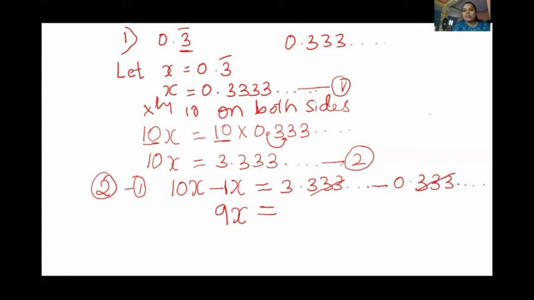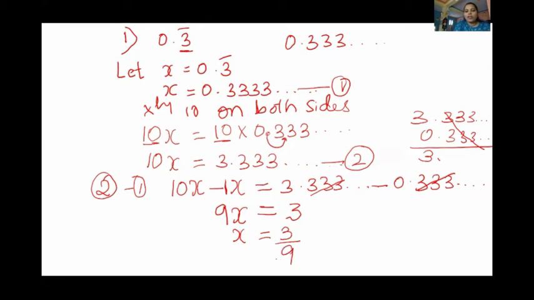Let us subtract these two, 3.333 minus 0.333. When we subtract, the 333 gets cancelled on both numbers. What is remaining is the whole number part, that is the integer part, 3. So now you will get 3. So 9 into x equals 3; when we take this 9 to the right side, it comes to the denominator. These are multiples of 3, right?